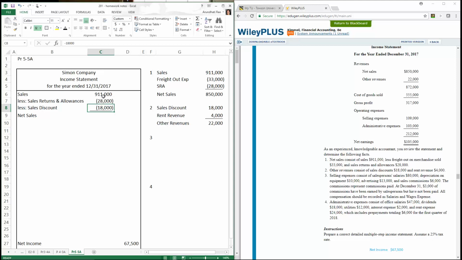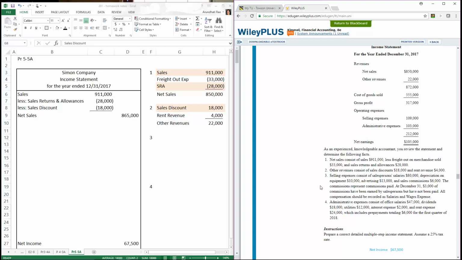So now that we have these 3 numbers in place, we can calculate our net sales number. The correct net sales number is $685,000, not the $850 that they've given us over here. So what I'm going to do over here is, as I take a piece of information, I'm going to highlight it to indicate I've taken care of that number. Okay. And I've taken care of the sales discount number.